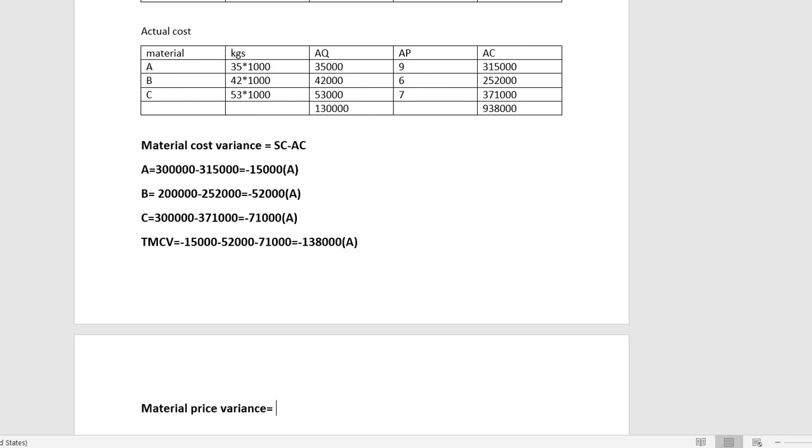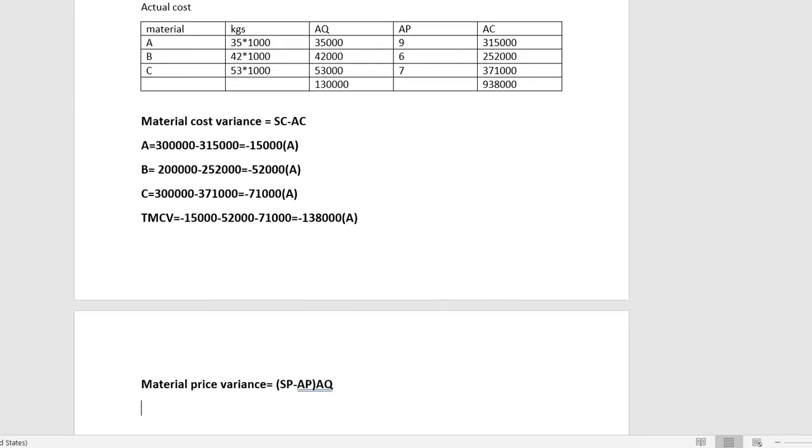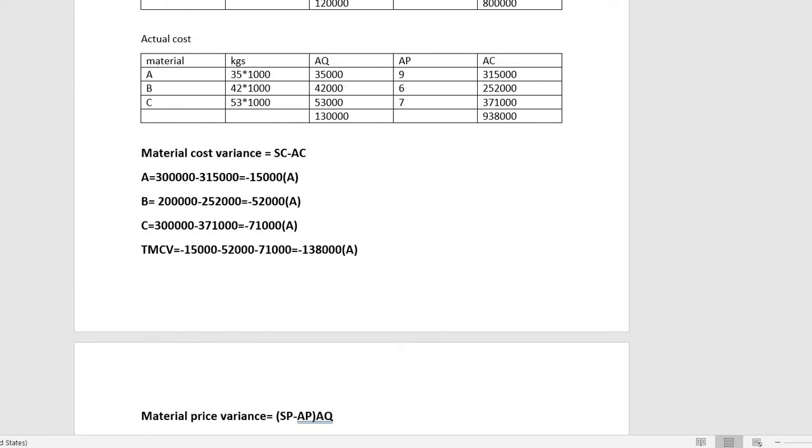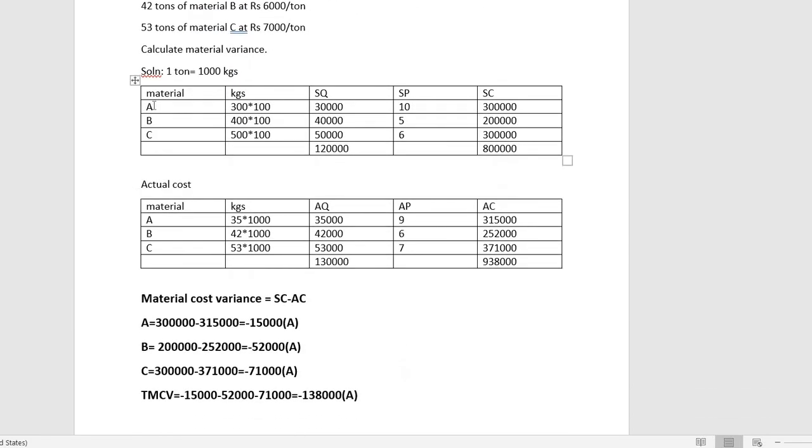Material price variance is equal to standard price minus actual price into actual quantity. So for material A, you can see here the standard price of material A is 10, actual price is 9, actual quantity is 35,000.